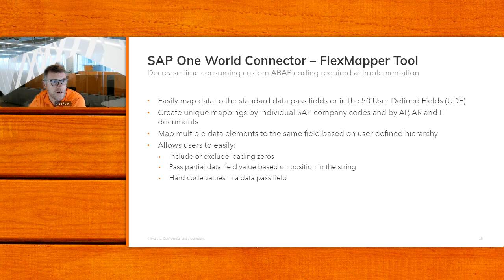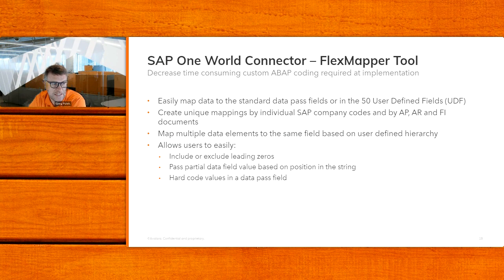The mappings are available by both accounts payable, accounts receivable, and then any FI invoice documents as well. So you can map custom to each one of those different document areas. You can map multiple data elements to that same field based on a user hierarchy. So, for example, if your company uses material group instead of material number, or inconsistently, you could say pass material number. If material number is not available, pass material group or product hierarchy within that same field. And it's going to look and find which value is available to satisfy that.